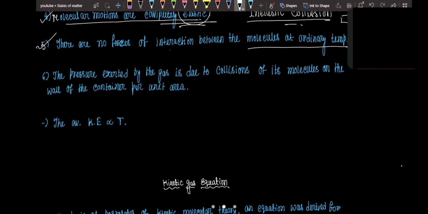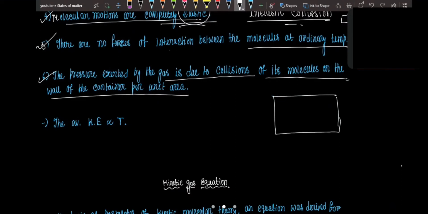Anyways, we'll be moving on to the next point, which is that the pressure exerted by the gases is due to the collisions of the molecules on the wall of the container per unit area. Now let me tell you something. Let's say there is a container and you are putting some gases in there. The gases are moving with random motions, right, in all directions. Let's say I'm giving it a name A. They are moving and hitting the wall and making some elastic collision over there.